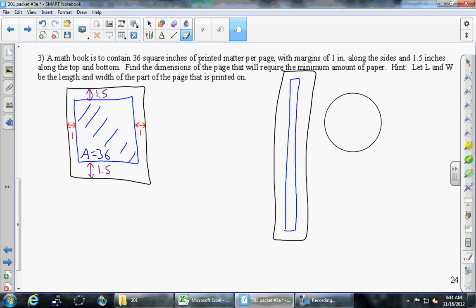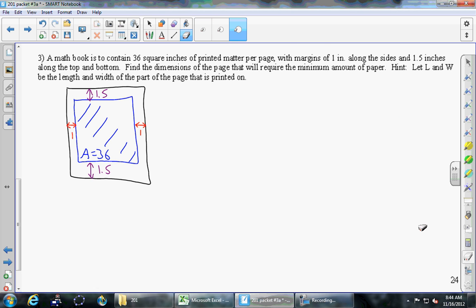So first thing to do is start labeling. And the hint in this problem says label the length and the width of the page that's printed. So I'm going to call L the length of the printed page, and W, actually that's probably a W, right? Doesn't much matter, but we'll call that guy the W, and then the longer one we'll call the L. So length and width.